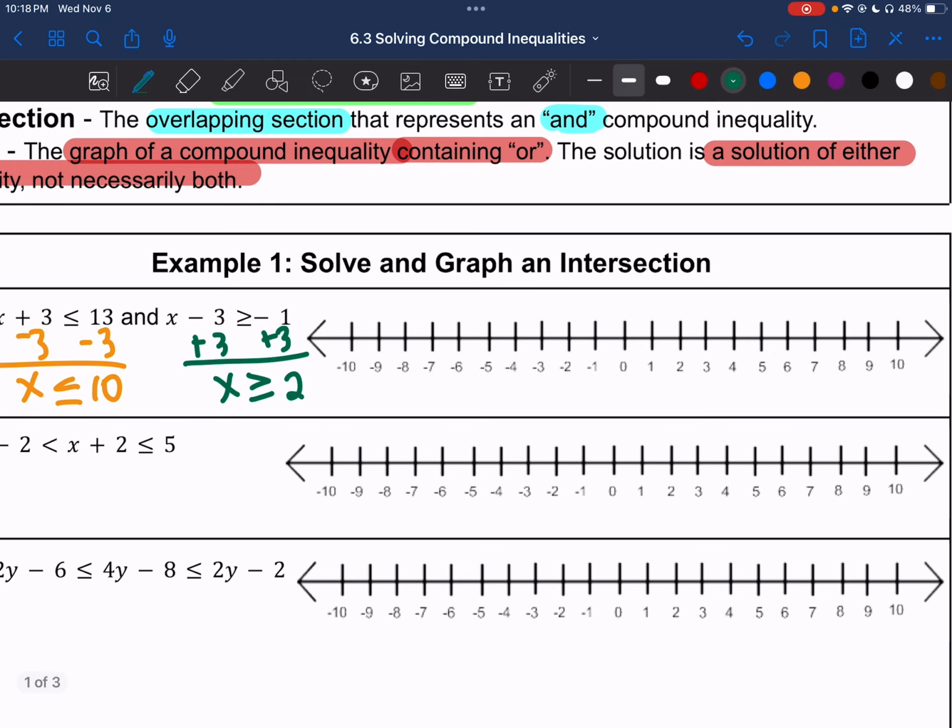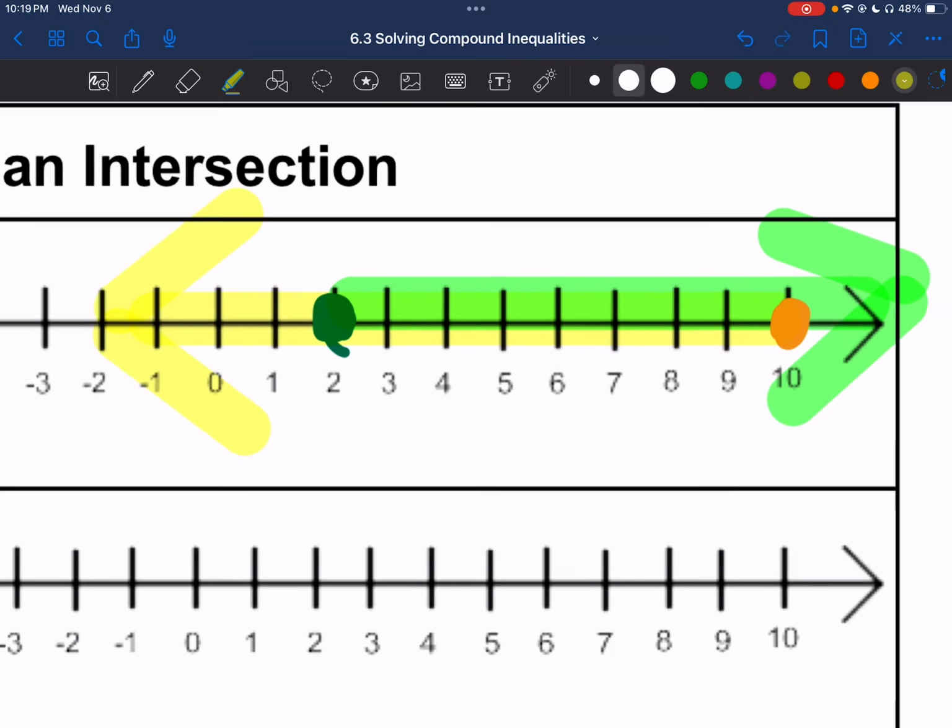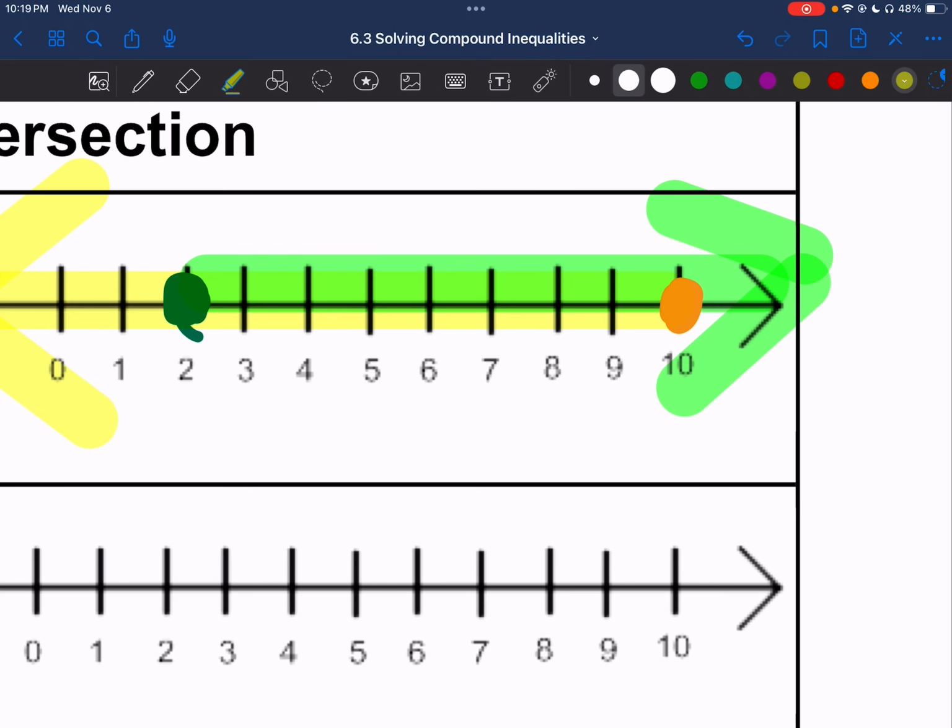So our rules for graphing these are the same as we did before. X is greater than or equal to 2, so we're going to have a closed dot at 2, and we are going to be shading it to the right. And now we're going to plot our second inequality, which was a closed dot at 10, and we are shading it to the left. And our overlapping section is going to be from 2 to 10. It's going to be where the two colors are overlapping. That is our solution set. So if we zoom in on it right here, our solution set is this part right here. That's our solution.